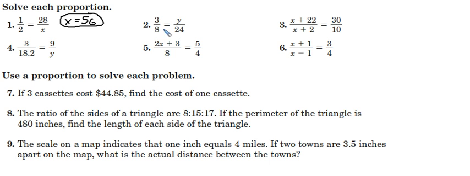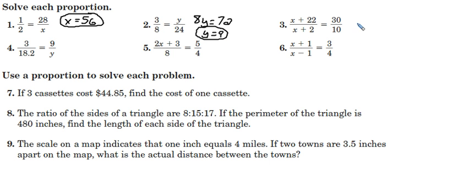Look at number 2, crisscross multiply. We'll take 8 times y to get 8y, 3 times 24 to get 72. Then divide both sides by 8. Y comes out to be 9.